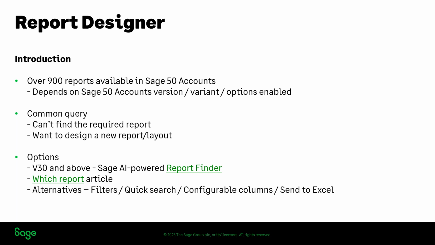But the number of reports you have will depend very much on the version of Sage 50 accounts you're using, the variant. By variant, I mean whether you're using Essential, Standard, or the Professional level. The higher up you go, the more reports you have, as you have more options. And also it's based around the options that you've got enabled. So for instance, if you've got CIS built into your software, maybe you've got that extra subscription for it, maybe you've got the foreign trader option enabled, you will have additional options available.